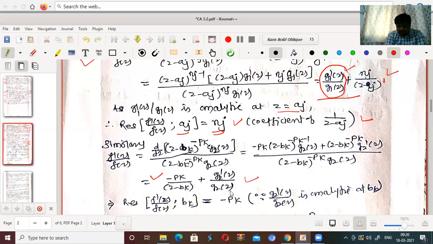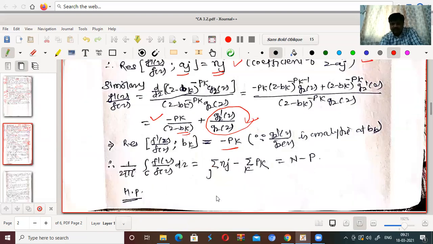As g2 z is non-zero and analytic at z equal to bk, g2 dash z is also analytic at bk. Therefore, this is the analytic part and this is the principal part. We know that we can find the residue of f dash z upon f of z at z equal to bk. It is the coefficient of 1 upon z minus bk. Therefore, the residue is minus pk. So what we obtain: the residue of f dash z upon f of z at aj is nj, and the residue of f dash z upon f of z at bk is minus pk.